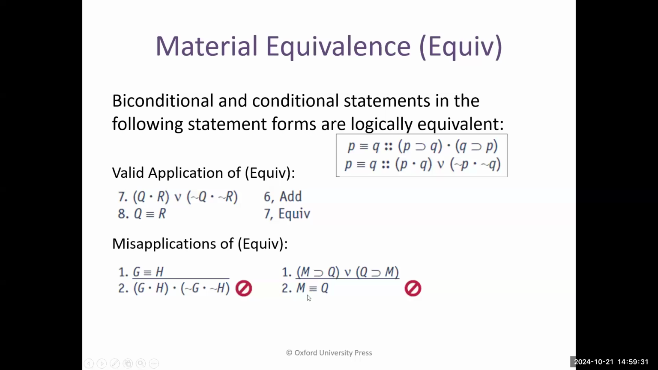Or over here it says, if M then Q, or if Q then M, and then they try to include M triple bar Q, and they screw up. Well, line 1 needs to be a dot, not a wedge. The main operator. That's the problem.